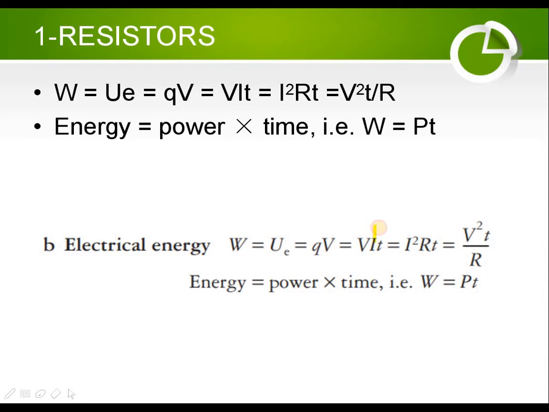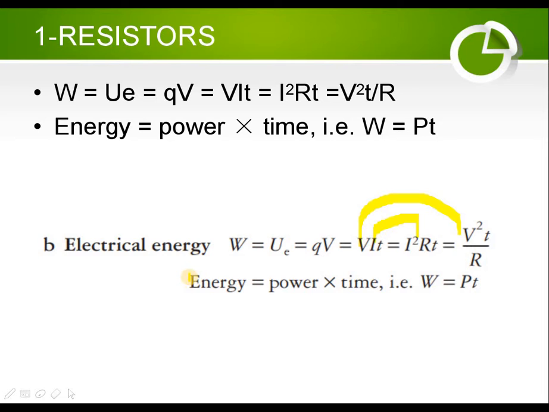In the next step, I put the value of V equals IR by Ohm's law. If I replace V by IR, then it becomes I squared RT. And if I put the value of I from Ohm's law again, I equals V over R, then the formula becomes V squared over R times T. These terms are all the same, and they come from each other by substituting different values of different terms.